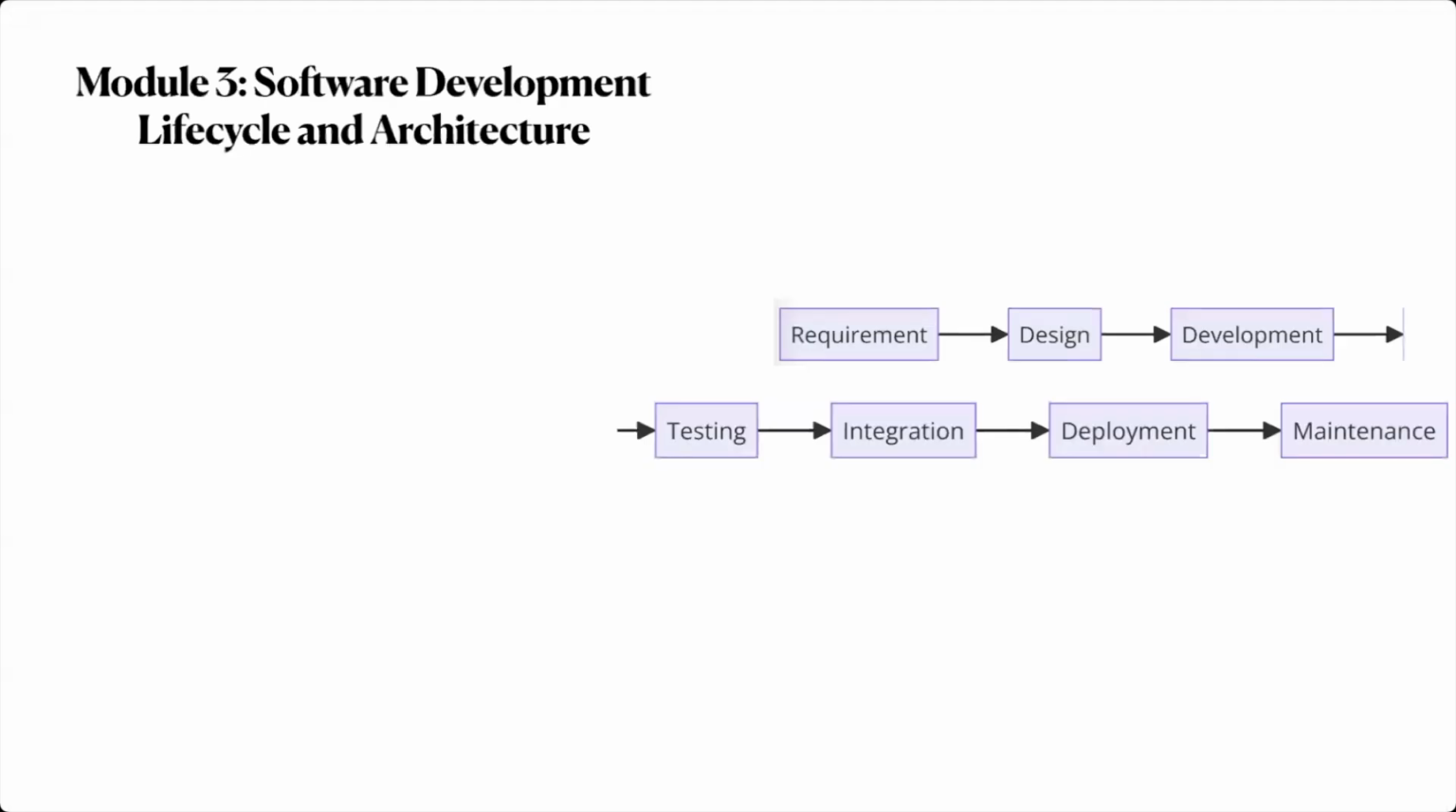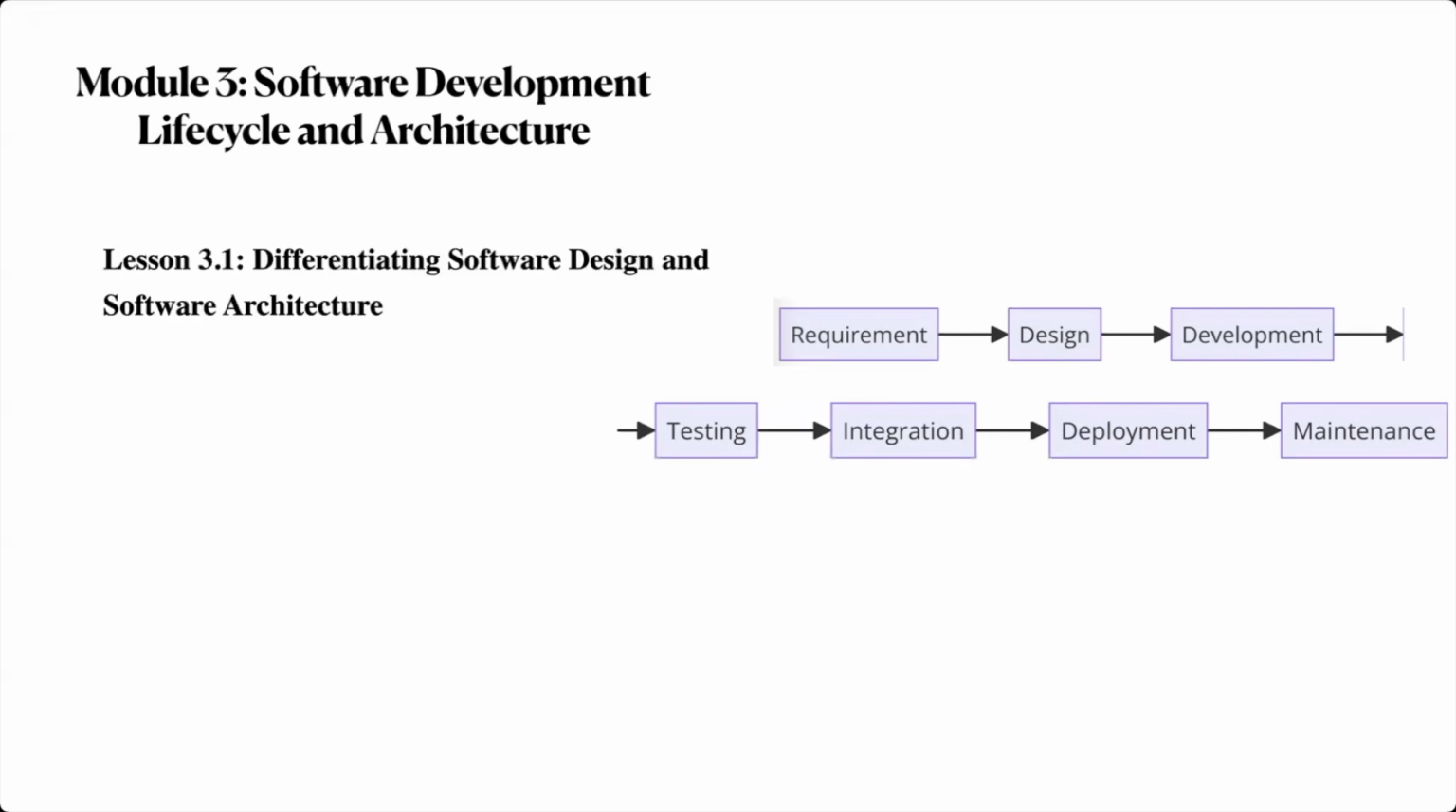In this module, we dive into software development lifecycle and the role of architecture. The lifecycle starts from requirement and ends at deployment and maintenance. And we have 3 lessons for this module as well. First, differentiating software design and the software architecture.